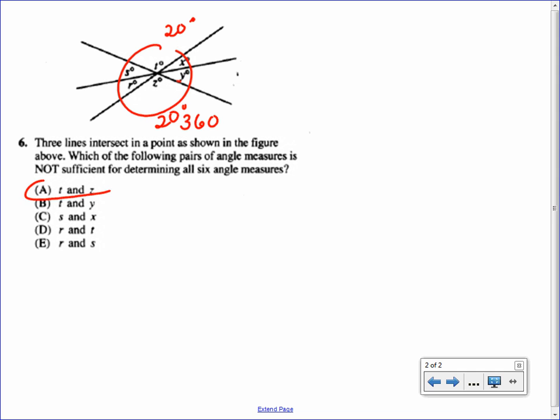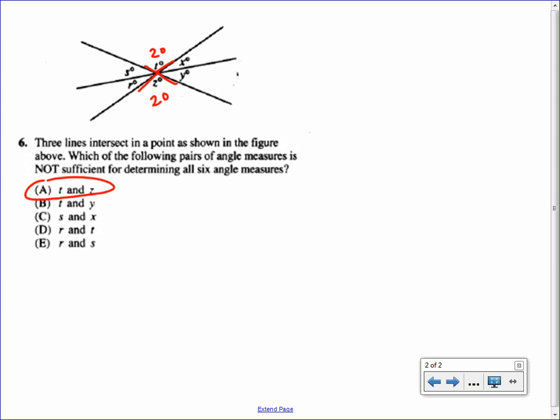So I know that A is right, but let's just take a moment to look at some of the other answers just to be sure of our logic. Okay. So answer B says T and Y. Okay, so T and Y are going to tell you a ton of information because T is going to tell you the value of Z also.